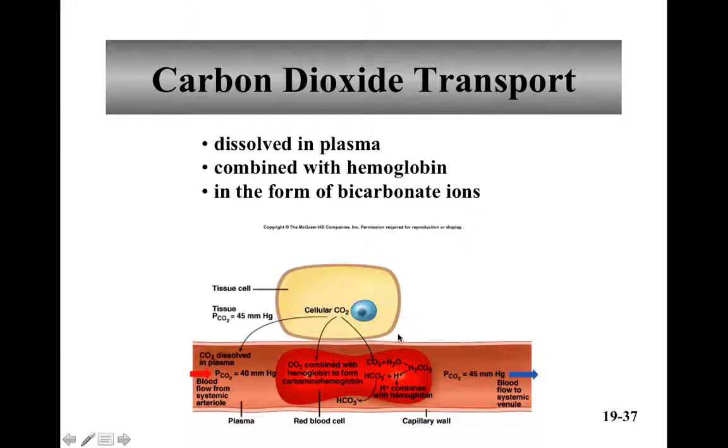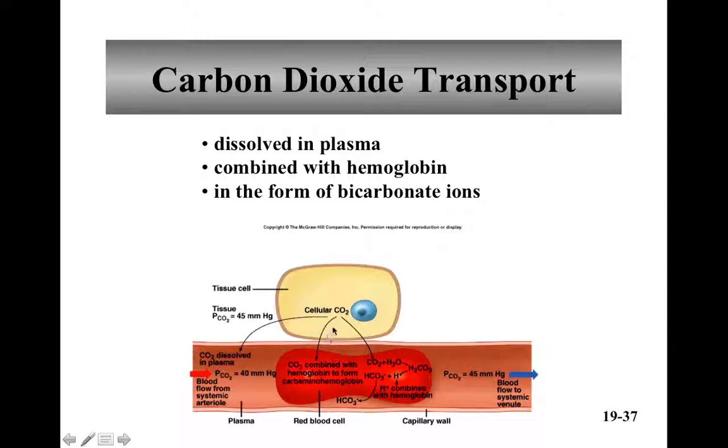So carbon dioxide is a little different. Hemoglobin is easy because hemoglobin grabs the oxygen, takes it where it wants to be, drops the oxygen off, end of the story. Carbon dioxide is a little bit trickier because carbon dioxide is actually dissolved in the blood plasma. That's the fluid portion of blood, which you probably already know. It can sometimes be combined with hemoglobin, but it will be in the form of bicarbonate ions.